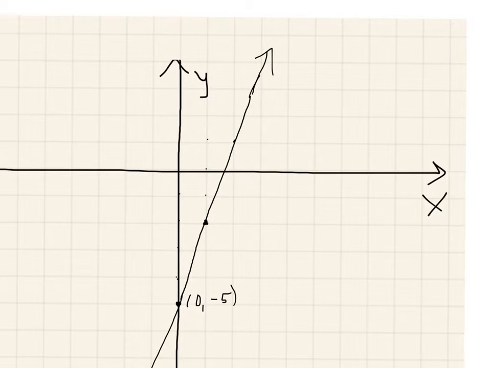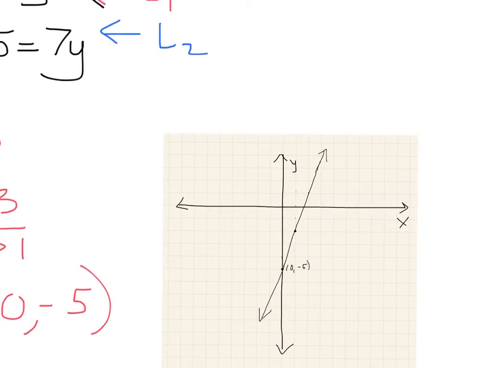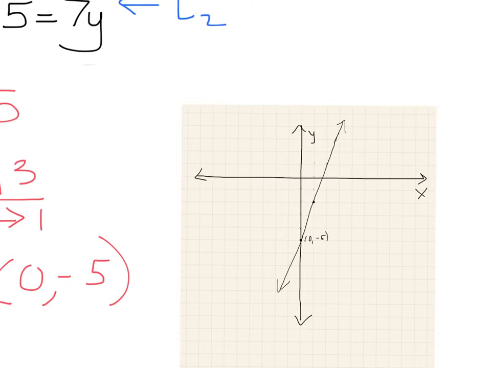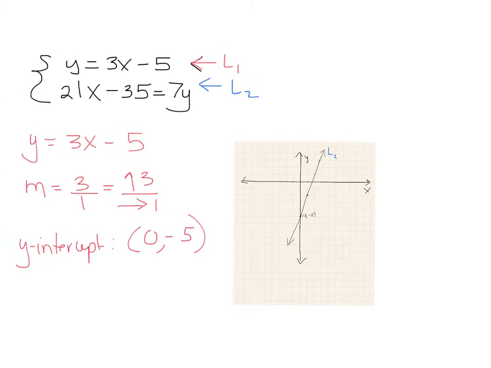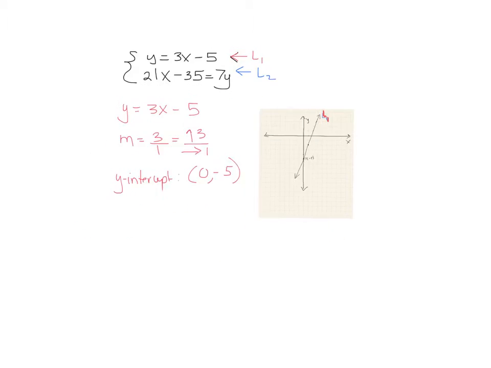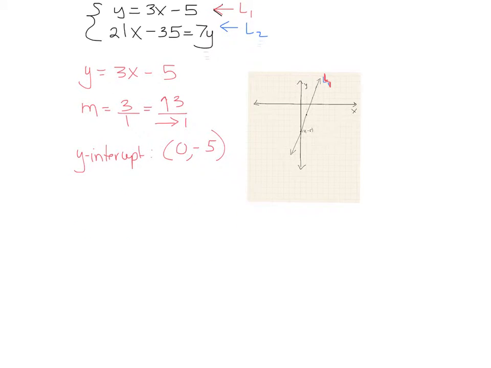So there's my line. Actually, that was line 1, not line 2. That's line 1. Okay, so line 2 doesn't look too bad. Let's do it in blue: 21x minus 35 equals 7y.